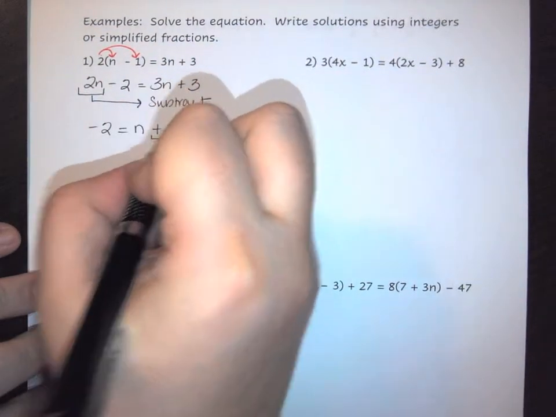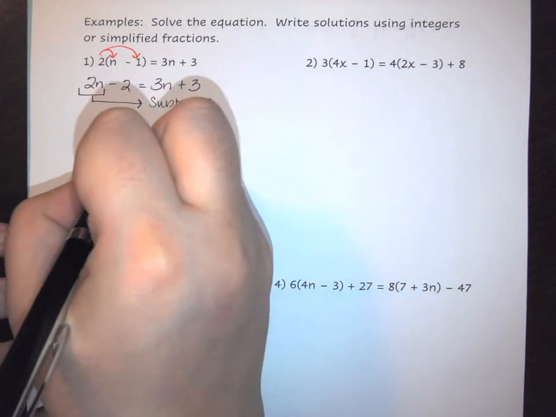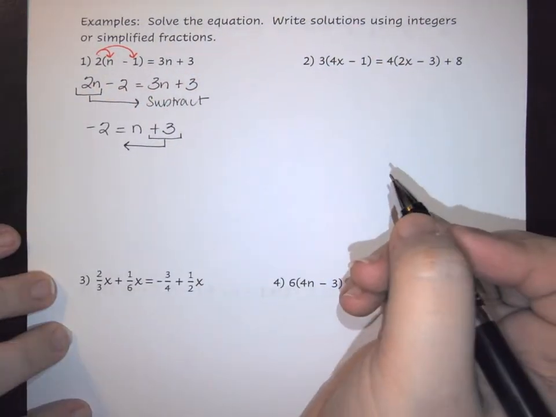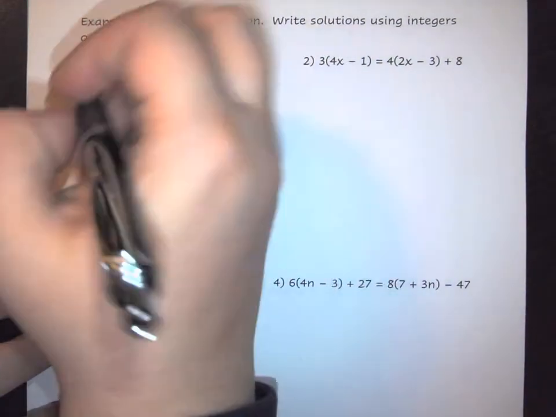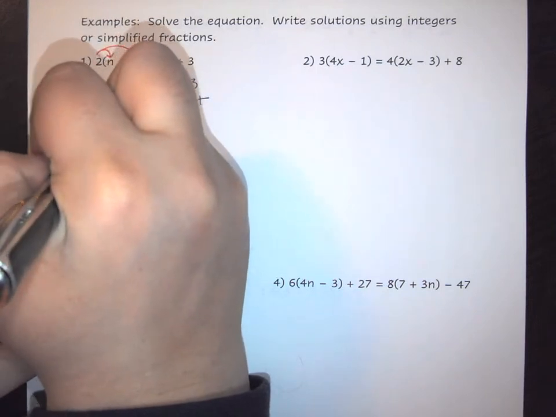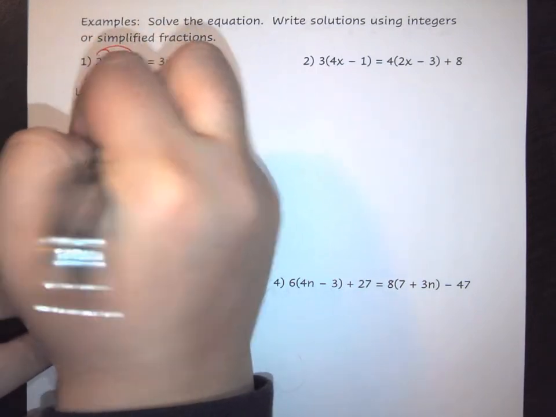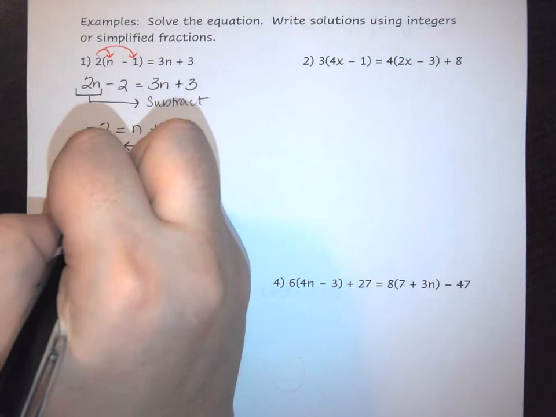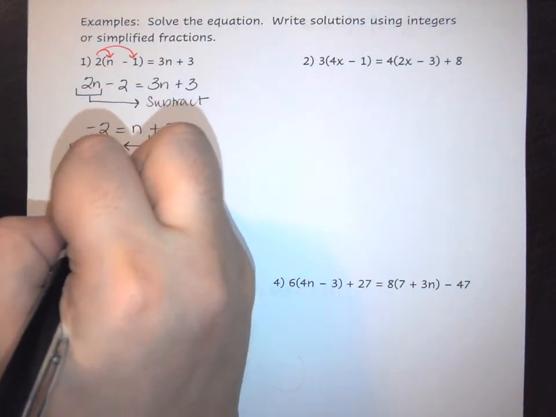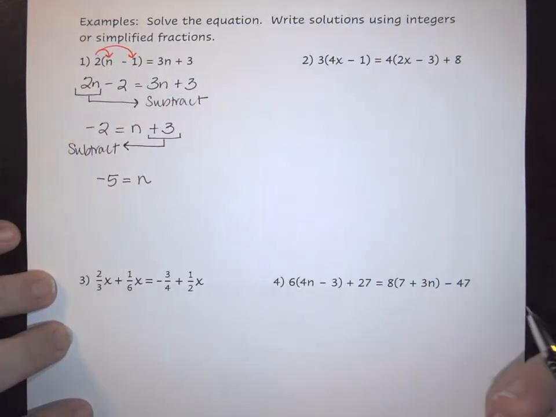Now I need to take this constant and move it. Again, because it's positive, to move it we have to subtract. So we end up with negative 5 is equal to n.